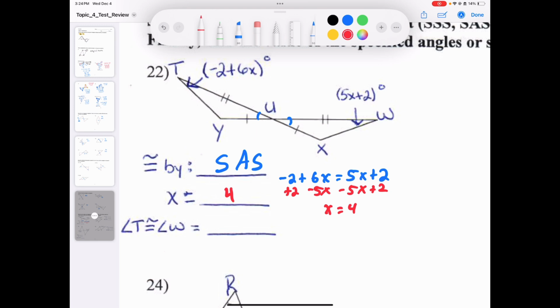So the angles then, t would be -2 plus 6 times 4, which is -2 plus 24, which is 22. I'm going to check w just to check my work. 5 times 4 plus 2, that's 20 plus 2, that's 22 as well, so it checks out, so I know I'm right. And if you do them both and they get the same, you just know you're right.